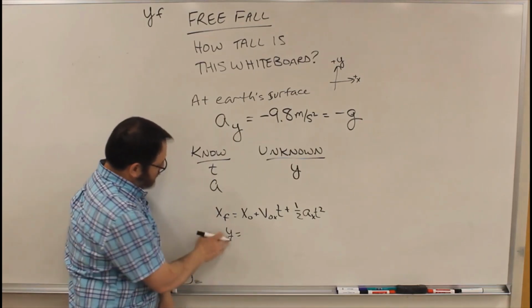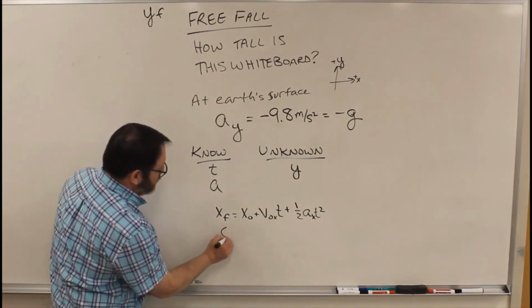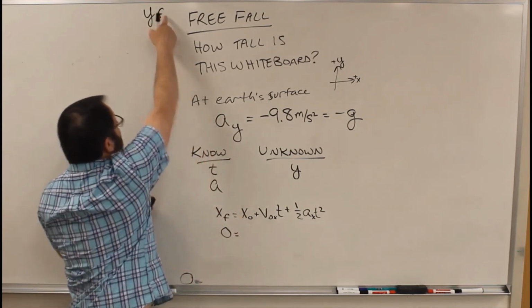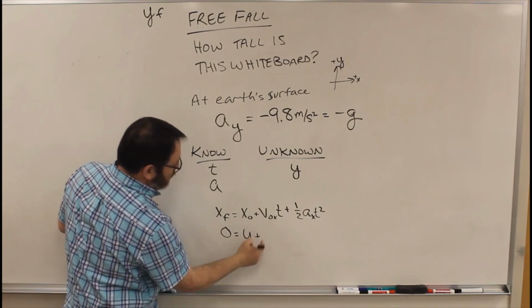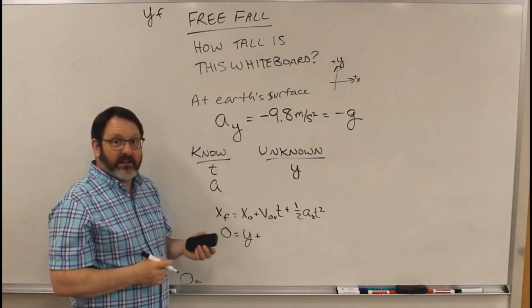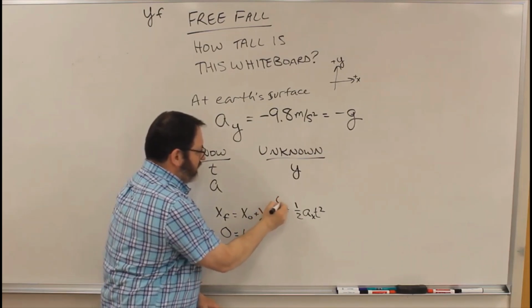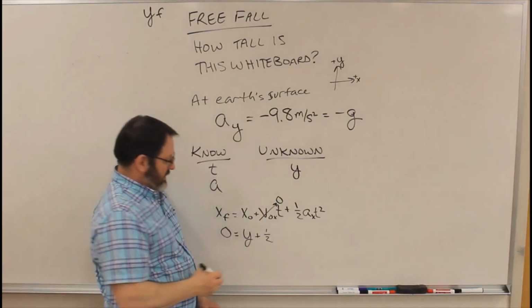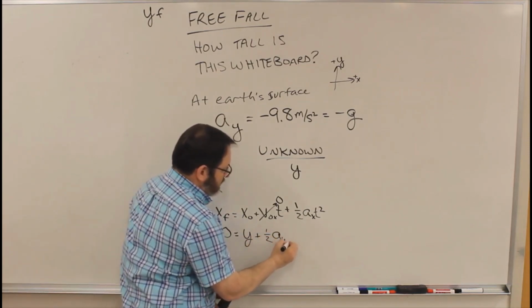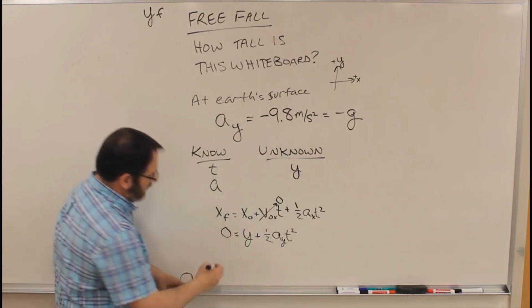The initial, oh, sorry. Final is 0. The initial is the y that we're looking for, plus the initial velocity. When I first let it go, it was at 0. So that goes away. So 1/2 acceleration in the y direction times t squared. So I can solve this for y.